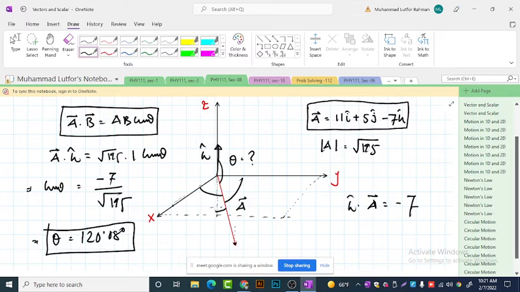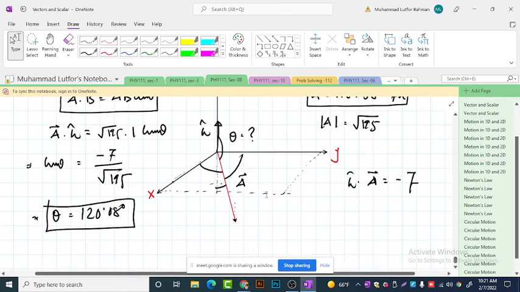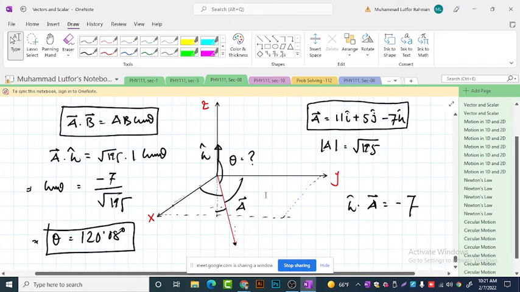Sir, it will be helpful if you explain the formula again. Which formula? How we are finding this direction. Oh, I use that formula only: A dot B equals AB cosine theta. You know this formula, right? Yes, I know this.